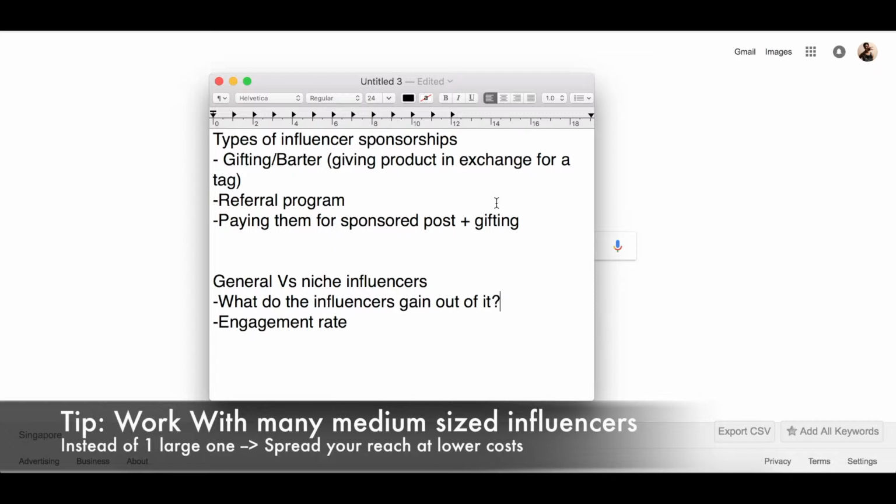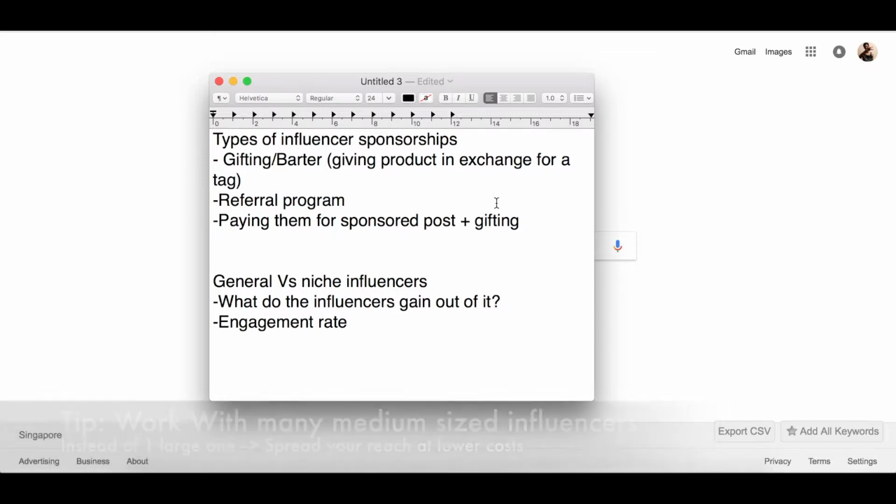You need to find these influencers and ensure that their reach and the effective ROI, the return on investment of what you put into them, is coming back. Otherwise, there's no point sponsoring these people. There is no point doing influencer marketing, because the aim of the game is to drive more sales with your marketing efforts, and this would be one of them.